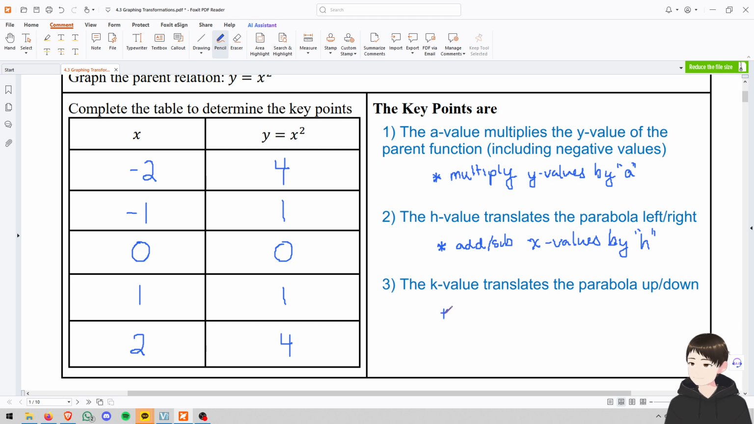And the k values, once again, it affects the up and down. So we are adding or subtracting the y values by k.